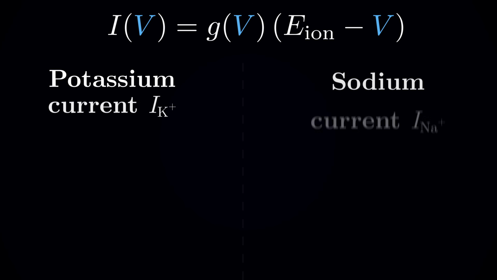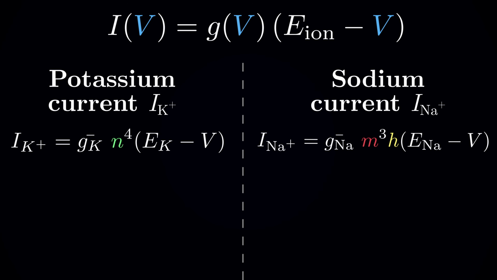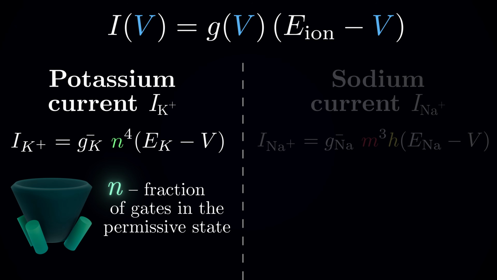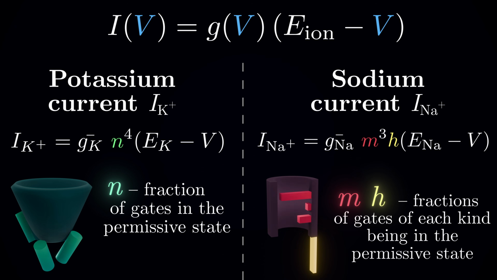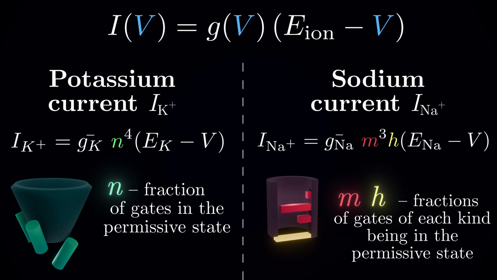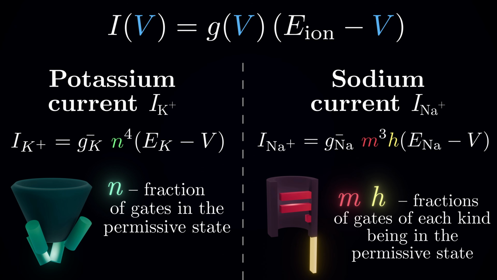Hodgkin and Huxley experimentally discovered that we need 2 types of ionic currents to explain the neuronal dynamics. A potassium current with conductance proportional to n to the 4th, where n represents a probability of a single gate being in the permissive position, and a sodium current with conductance proportional to m cubed times h, where m and h represent 2 different types of gates.